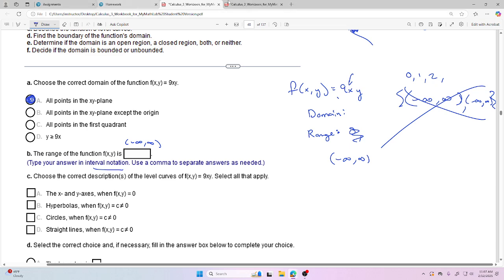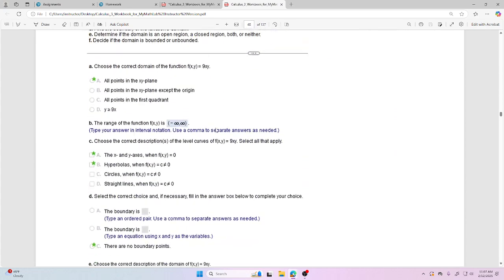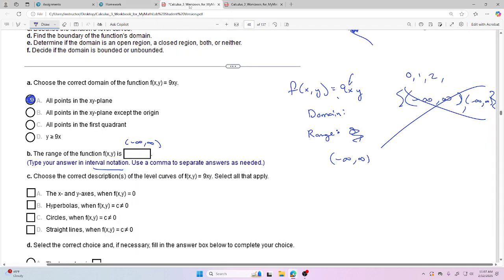And let's verify. I'm going to flash the answers. Yep, see. Negative infinity, positive infinity. So that's a legitimate one. And again, we can say that for sure because it's a single variable, and that's it.